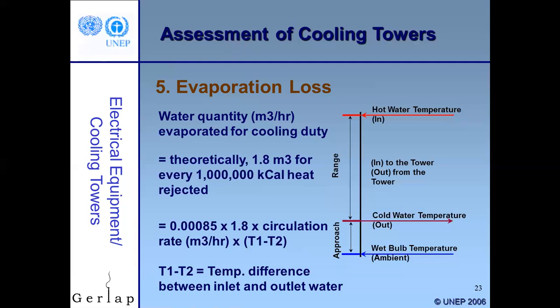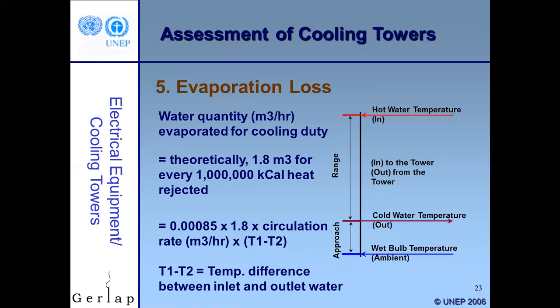Theoretically, it's about 1.8 cubic meters for every million calories of heat rejected. A million calories is just short of 4 million BTUs, like 3,900,000 and something thousand. A cubic meter in terms of gallons is something like 220. So about 220 gallons of evaporation will cool about 4 million BTUs of heat rejected. And you've got a little equation there.